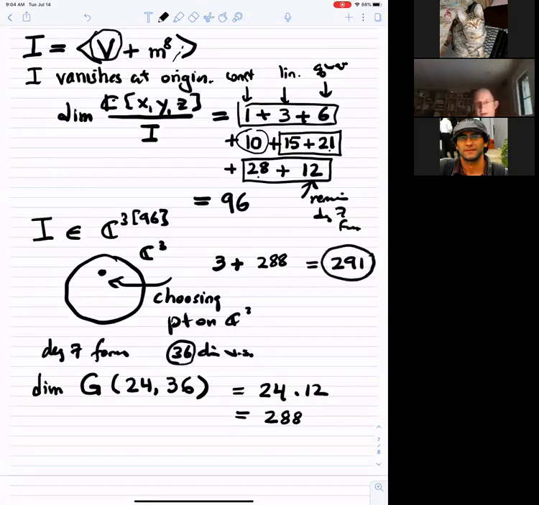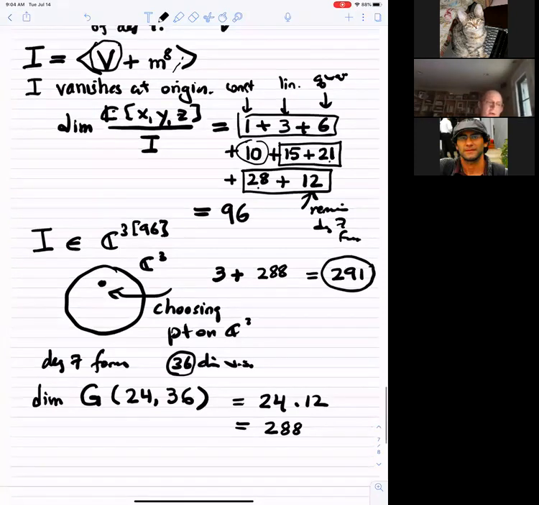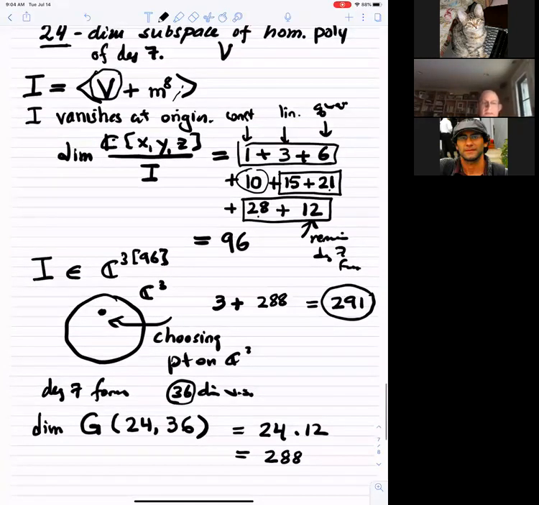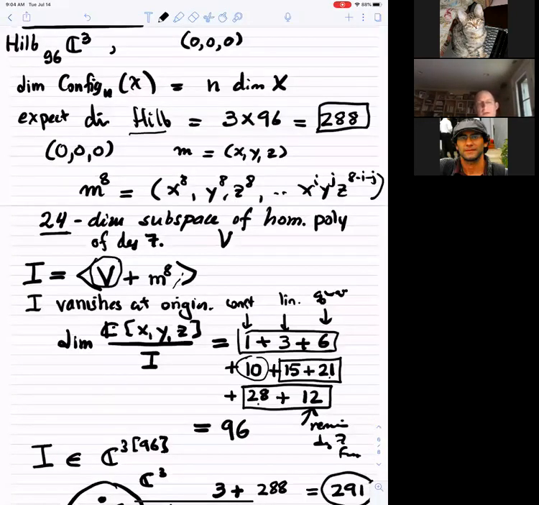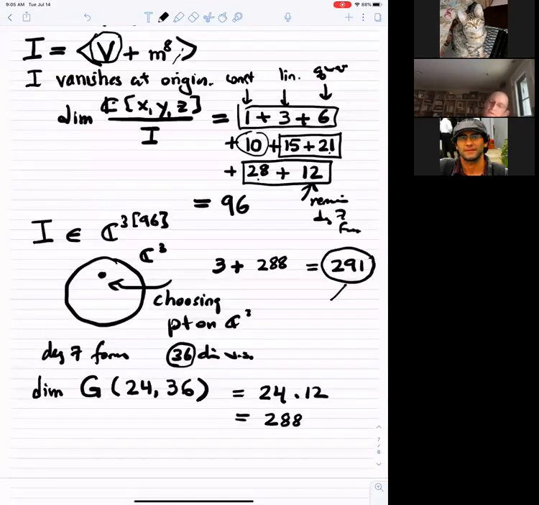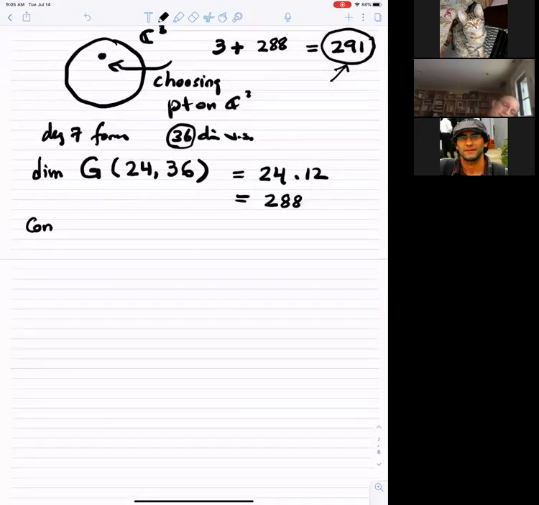Now, why is that surprising? It's surprising because we were expecting the dimension of this Hilbert scheme to be 288. In fact, the component that contains the configuration space is a 288-dimensional space, but here we have another locus that's 291-dimensional. The conclusion that we get from this is that the Hilbert scheme, the C3 of 96, is not irreducible, is reducible. It has at least two components.